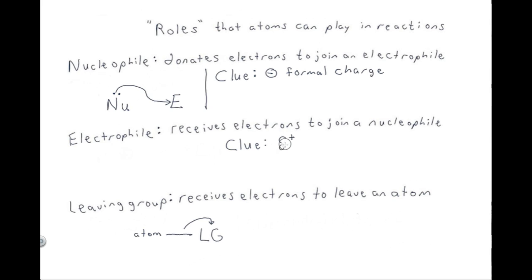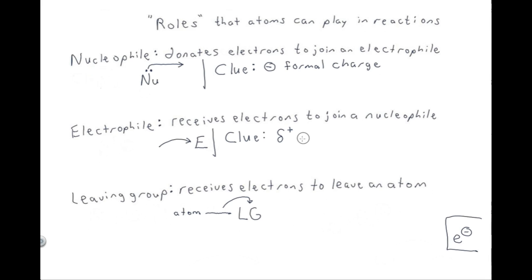This clue should make sense to you. This clue is consistent with the definition of an electrophile. It should make sense that something with a positive charge would want to receive negative electrons. Unlike charges attract. When something has a type of positive charge, it's attracted to and wants to receive negative electrons. And later in the videos, we'll discuss how to identify when something has a delta positive charge.